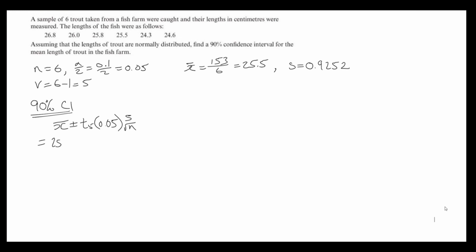So just substituting those values in, we get 25.5 plus or minus 2.015 multiplied by 0.9252 over root 6. Okay, just off to the calculator and we get those two boundary values, those two confidence interval limits, 24.739 and 26.261. That's the 90% confidence interval.